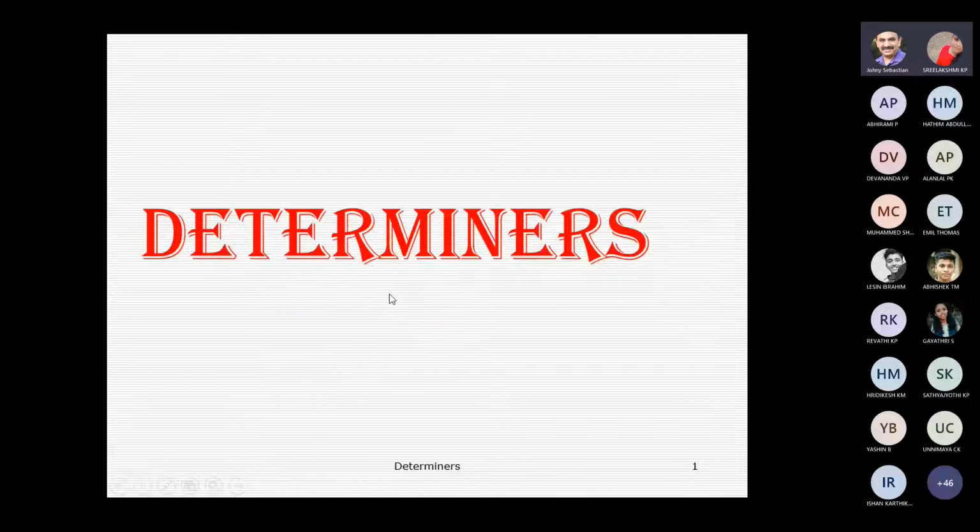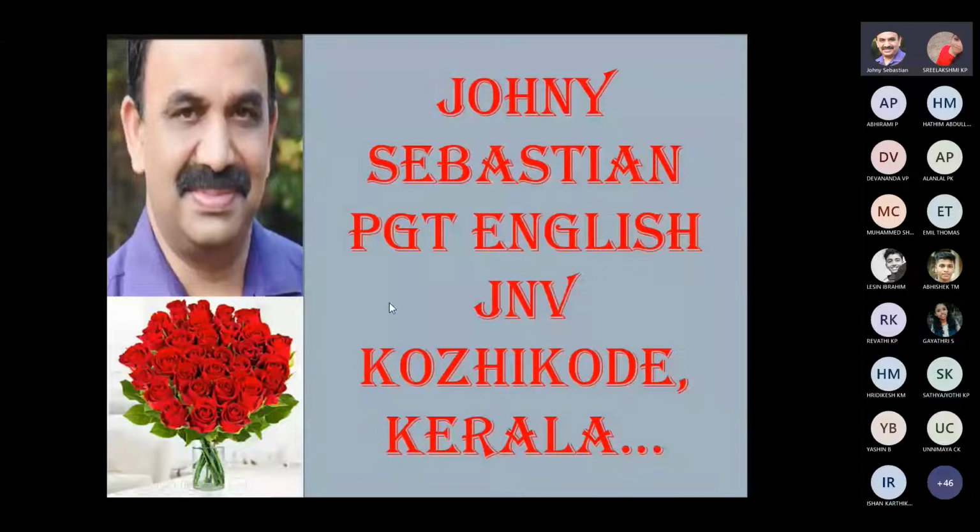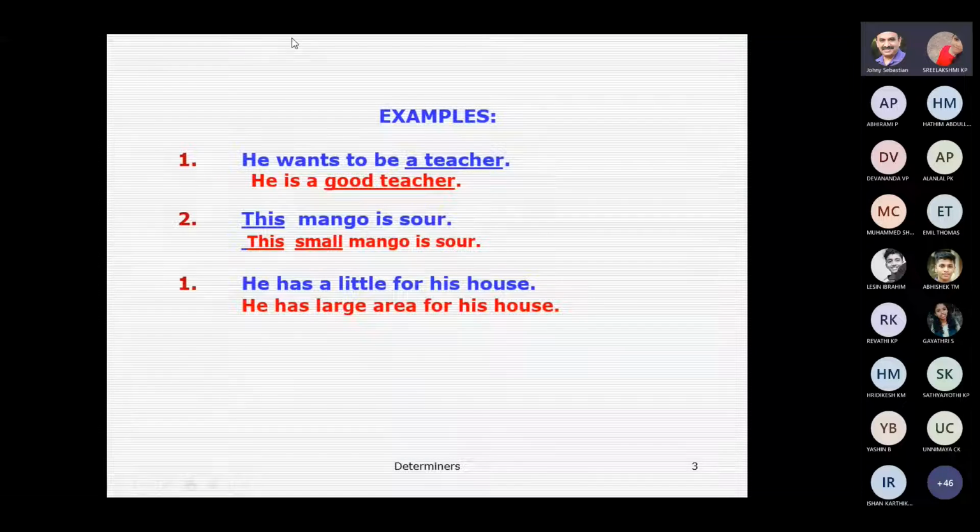This is a topic which we are going to learn right now. Look at this example. He wants to be a teacher. Here, the underlined word is not teacher. Here, the determiner is a. Teacher is not a determiner. A is the determiner.